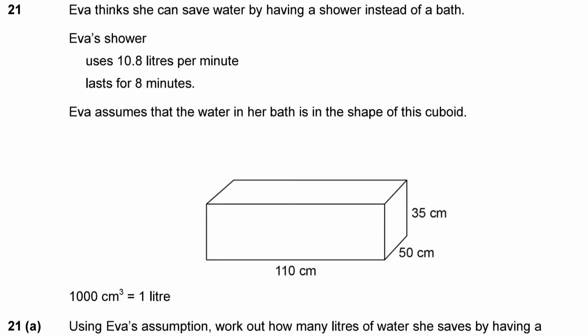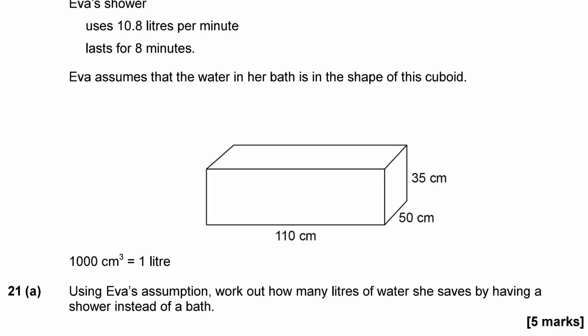Question 21. Eva thinks she can save water by having a shower instead of a bath. Eva's shower uses 10.8 litres per minute and lasts for 8 minutes. Eva assumes that the water in her bath is the shape of this cuboid. So we're given the dimensions of that cuboid, and we're told that 100 centimeters cubed is 1 litre. Using Eva's assumptions, work out how many litres of water she saves by having a shower instead of a bath.